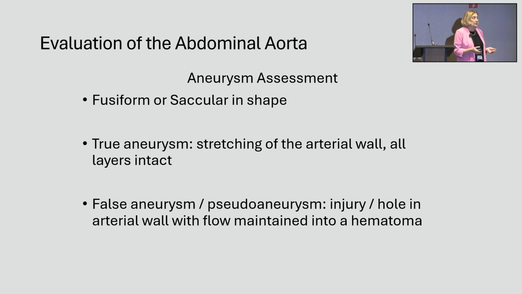So what types of verbiage are you going to use when you describe an aneurysm? You're going to say it's fusiform or saccular is kind of one of the major breakpoints. Are all walls stretching? That's fusiform. Is one wall stretching out and the other ones are remaining nice and tight and in good form? That would be saccular. And is it a true aneurysm, meaning that all of the layers, those 3 layers of the arterial wall, all are stretching, as opposed to a false aneurysm, which is where you have a breakout or a hole in the wall and you do have flow maintained into a contained hematoma or some other structure.